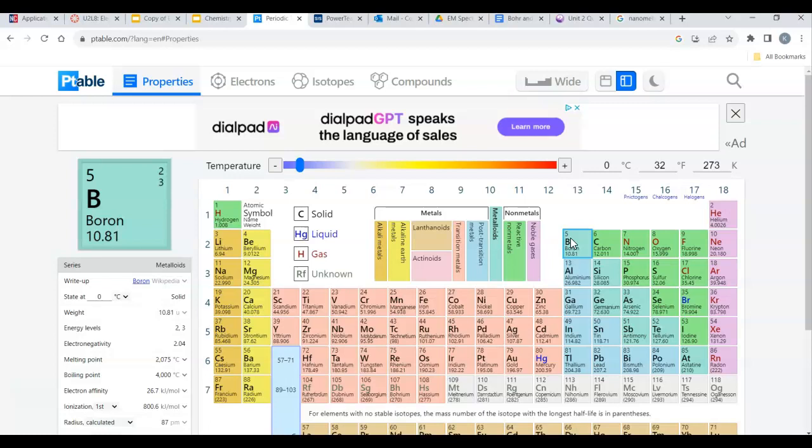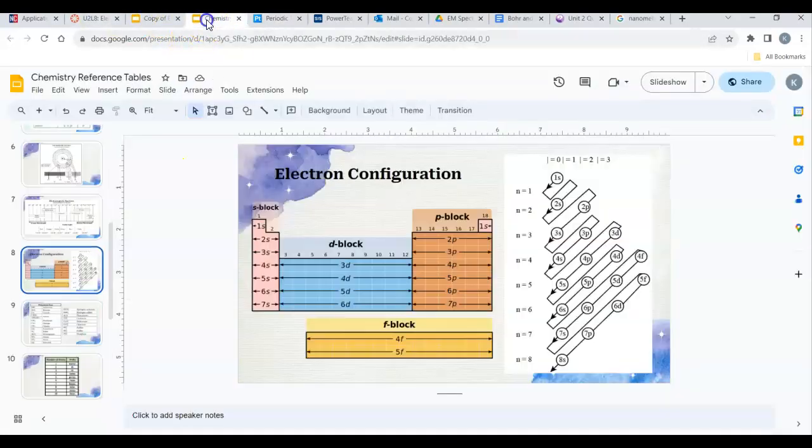So he is in the second row, right? So he's in the second row, second period. He is the first element in the P block, okay? Because remember, if we go back to our reference table, here's the S block and here's the P block. So he's going to be in P block.